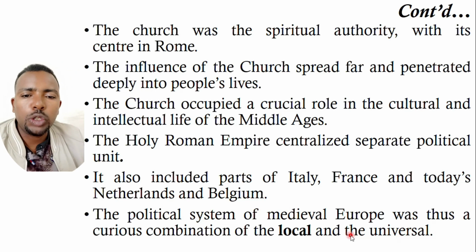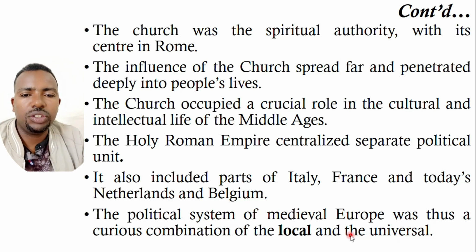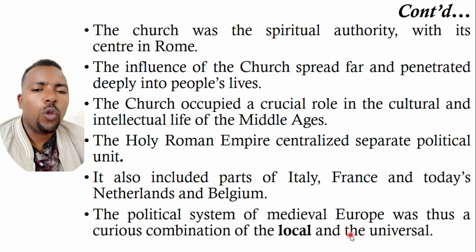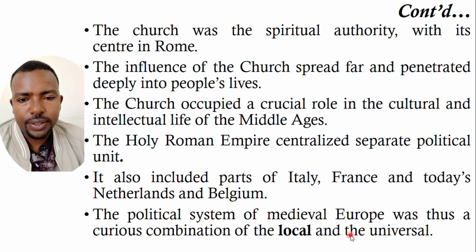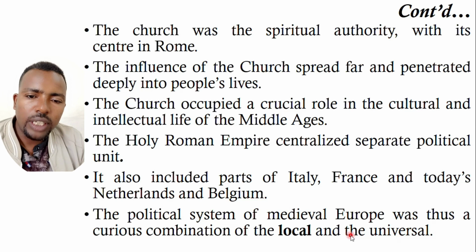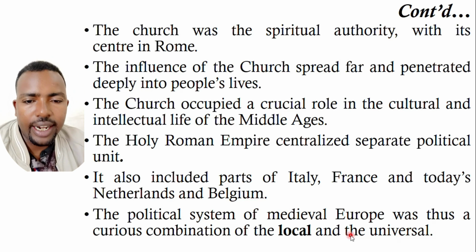This had two natures. On one hand, the Roman Empire is a universal institution carrying out political activities at the international level. On the other hand, local chiefs, clergies, and feudal lords were carrying out politics at the local level. The political situation of Europe during this time had two characteristics: one, the universal characteristics, and the second, the local characteristics.